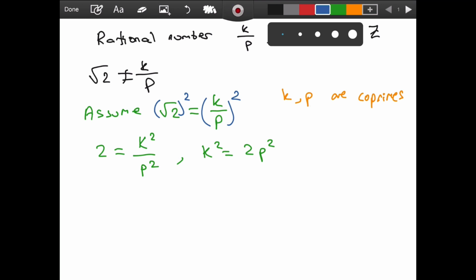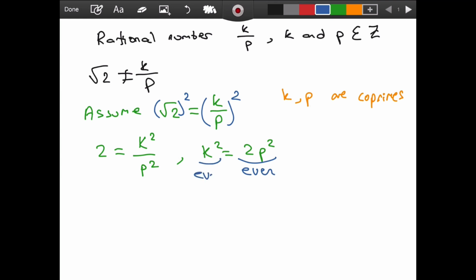For k squared, we have p squared times 2. If we multiply any number with 2, we get an even number. Remember, p is an integer, so its square is an integer. And if we multiply an integer with 2, we get an even number. This means the right side is even, and of course, there is an equality, which means the left should also be even.